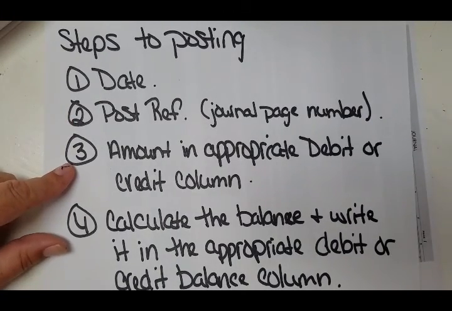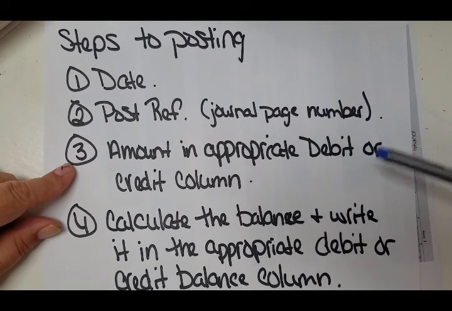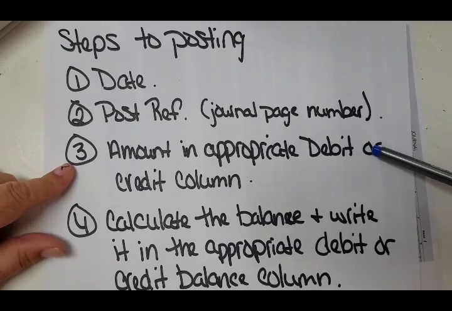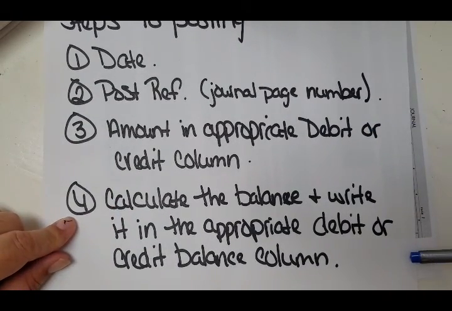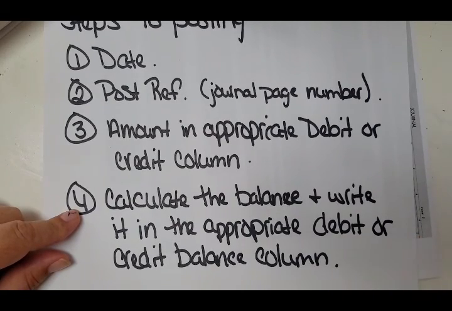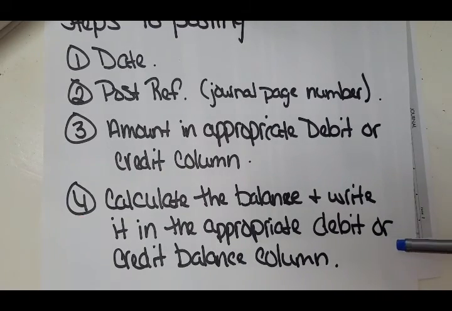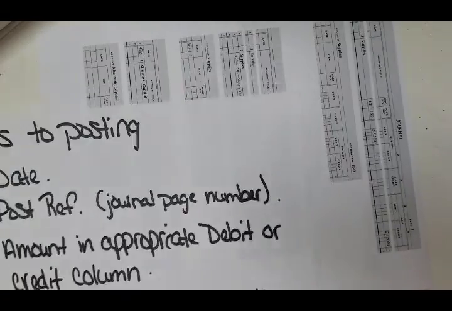Step number 3 is we will write in the appropriate debit or credit column. So if it was a debit, we're going to put it in the debit column. If it was a credit, we'll put it in the credit column. And number 4, we will calculate the balance and write it in the appropriate debit or credit balance column. So remember back in chapter 1 or 2 where we learned which side was normal? That's going to be very important now.